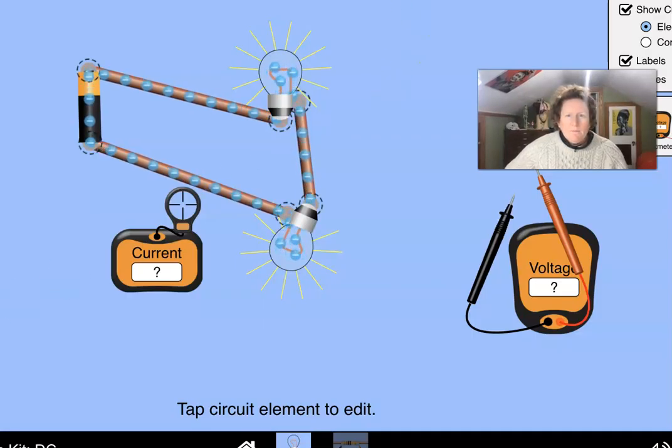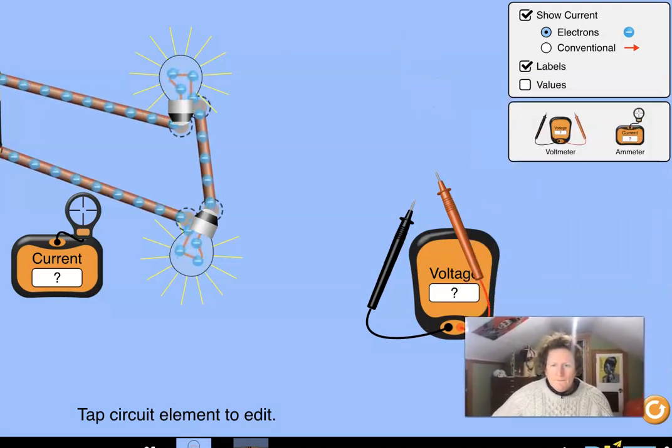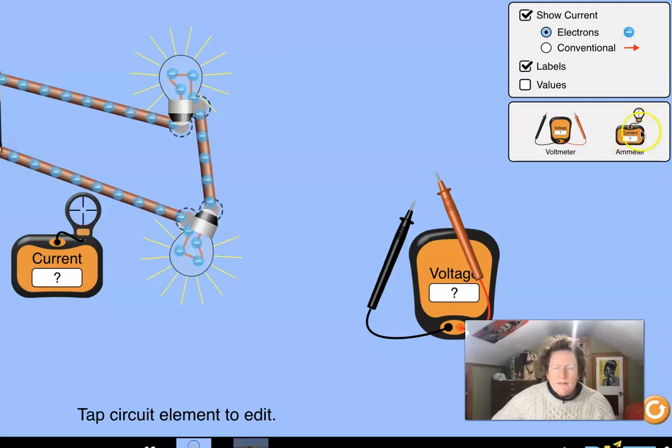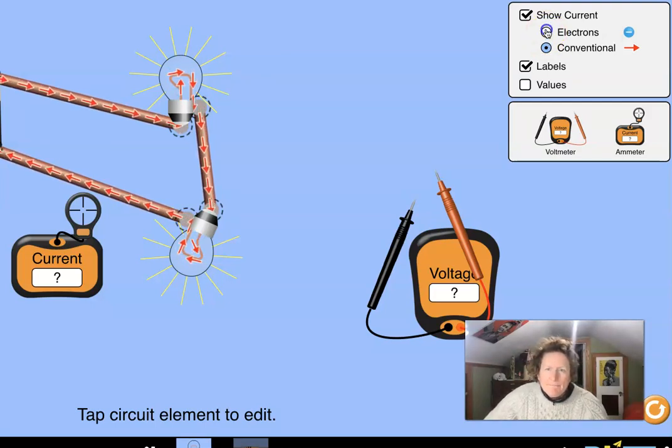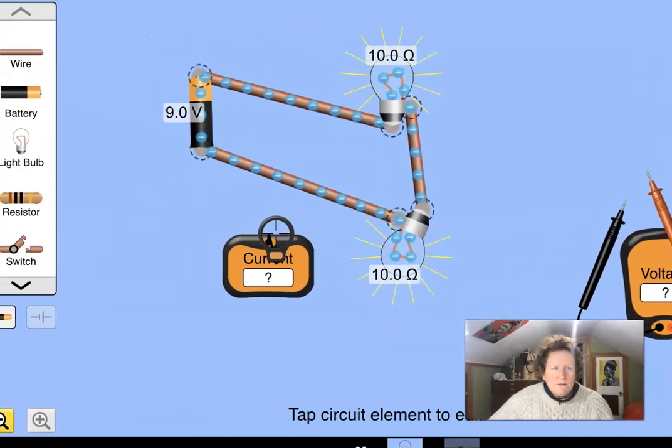The ammeter and the voltmeter are over here. This is the voltmeter, this is the ammeter, they're to the right of the circuit construction area. You can also change the electrons. You can have conventional arrows showing the flow of the current. You can have values. You can turn those on and off, or you can measure them with your voltmeter, or you can also use your ammeter to figure out the actual current. So that's how the simulation works.